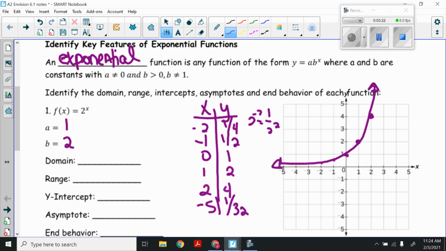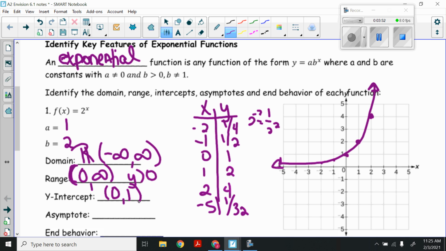So let's talk about the domain. The domain, we said we could pick any number we wanted for x. So our domain are all real numbers, or -infinity to infinity. Our range, okay, again, we said that we're not going to get to 0, right? We're not going to have any negative numbers here. And so my range is, I can either write it as, that would be a parenthesis, 0 to +infinity, or y is greater than 0. My y-intercept, that's where it crosses the y-axis. I see that is at the point (0, 1).